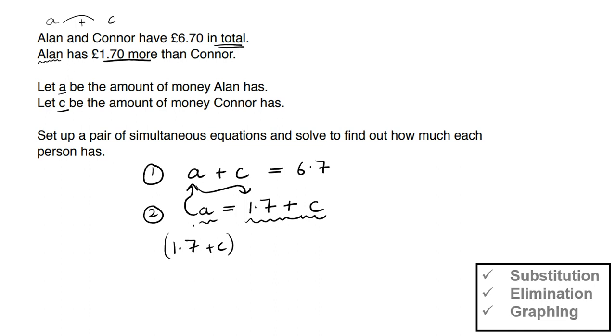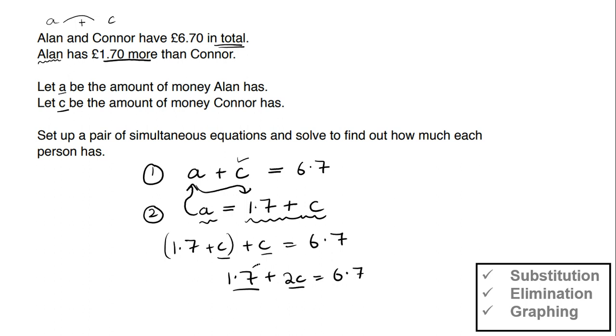Now this is the A that I replaced, and after that I still have a C here, so I'm going to write plus C equals 6.7. Now there's one C and one C. 1 and 1 gives me 2. So that means it's 1.7 plus 2C is equal to 6.7. Now 1.7 is a number, so it cannot be added to 2C because C is a variable.